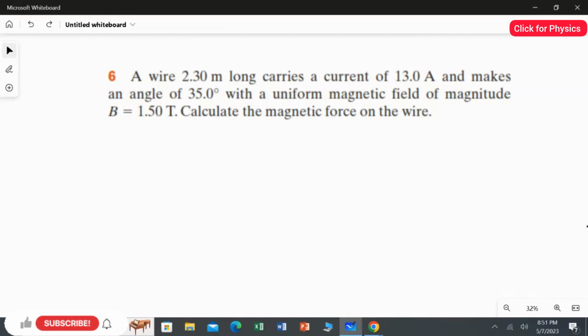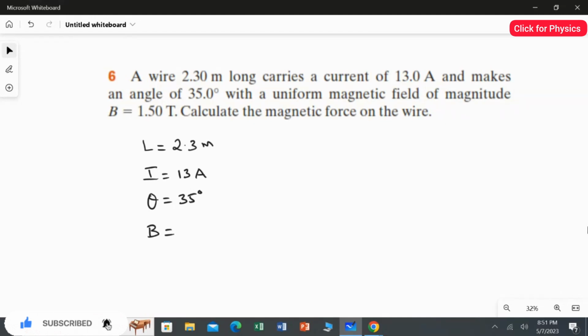So first of all, let's rewrite the given first. The length of the wire is given here, which is 2.3 meter long, and the current in the wire I value is 13 ampere, and the angle theta is 35 degree. The uniform magnetic field value is 1.5 Tesla.